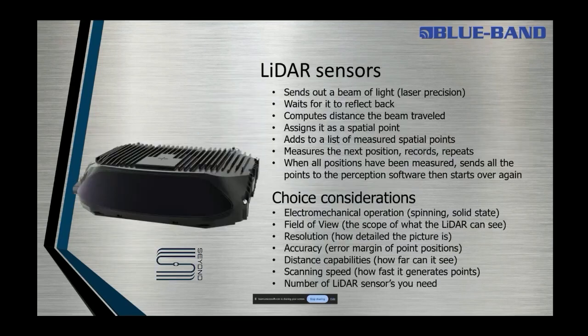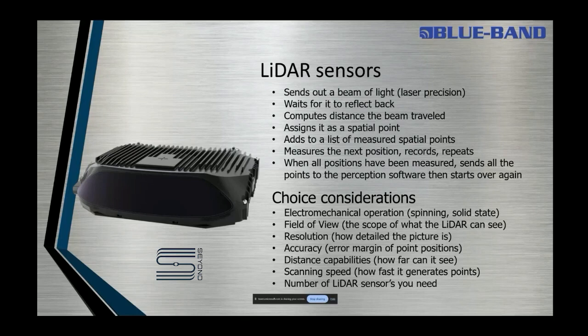Starting with LiDARs, they essentially work like this. LiDARs send out a beam of light, they wait for it to reflect back, they compute the distance the beam traveled, they assign a spatial point position for it, they add it to a list of measured spatial points, measure the next position, record, repeat. When all positions have been measured, it sends all those points to the perception software and then starts all over again.